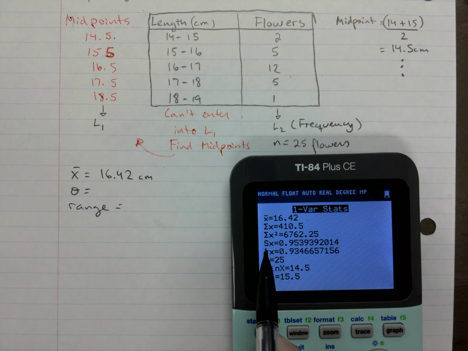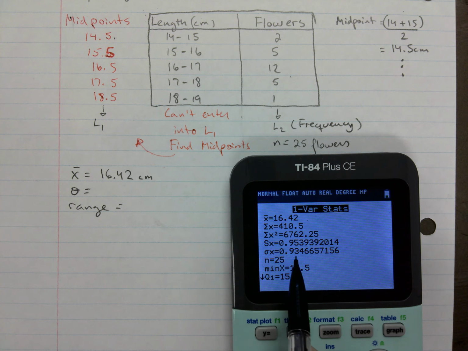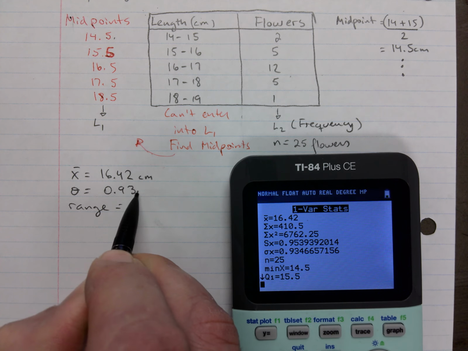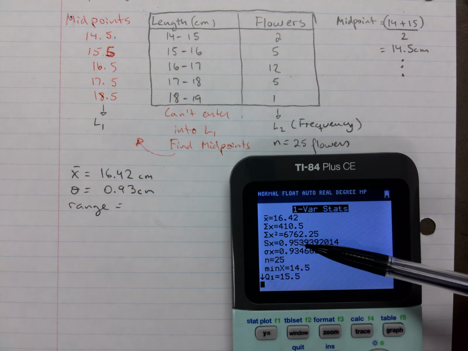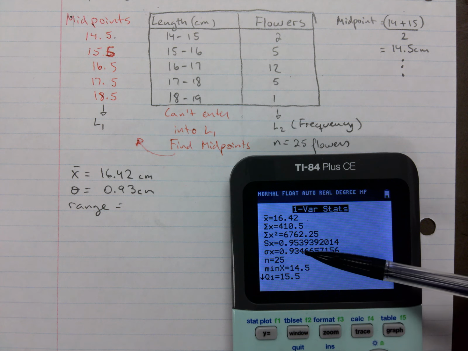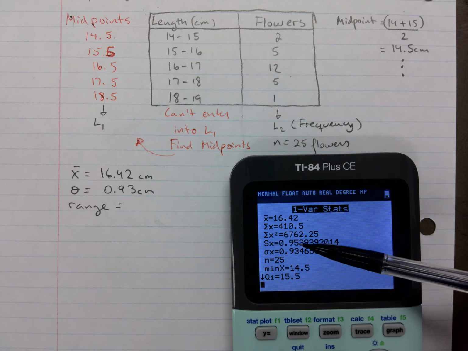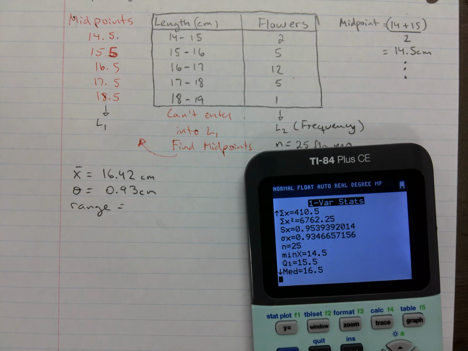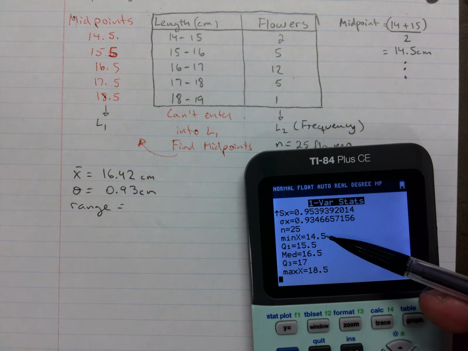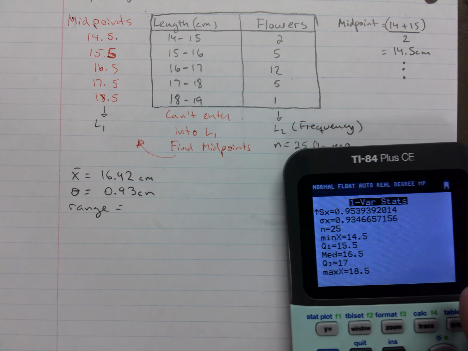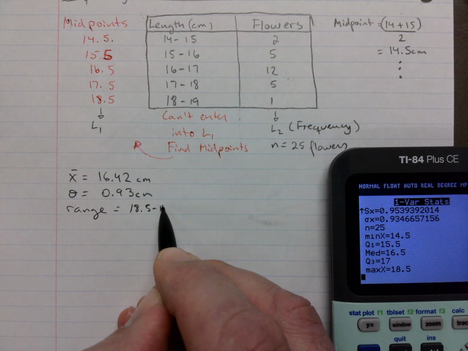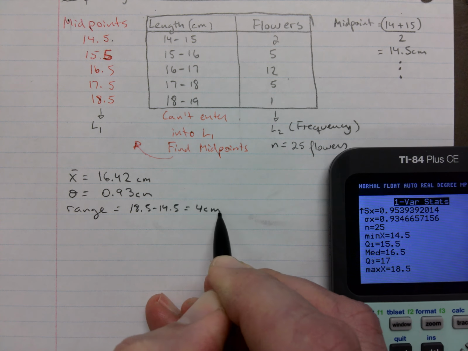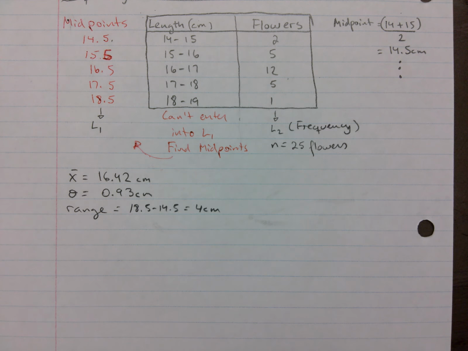My standard deviation, it's not the S, it's this one right here, 0.93. It's important because a lot of students pick that one. It ends up being very similar, not all the time, but sometimes in this case. And so a lot of students think, oh, standard deviation S, that's the one. No, it's not. And then the range, I will just go 18.5 minus 14.5, which we could see there. Centimeter range. Okay, so that's how you do those.